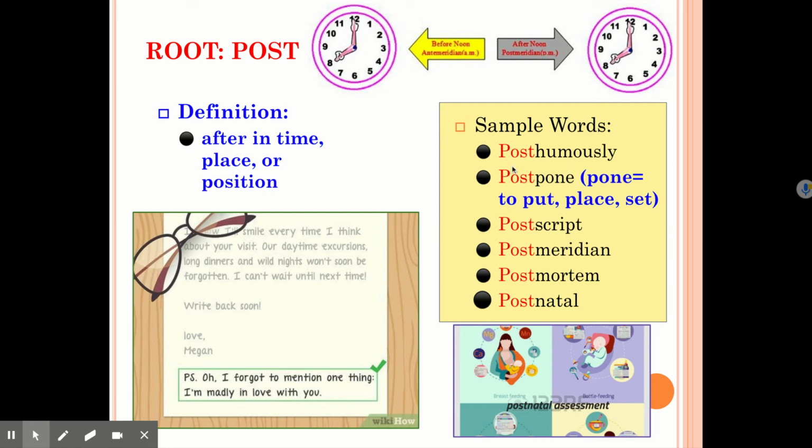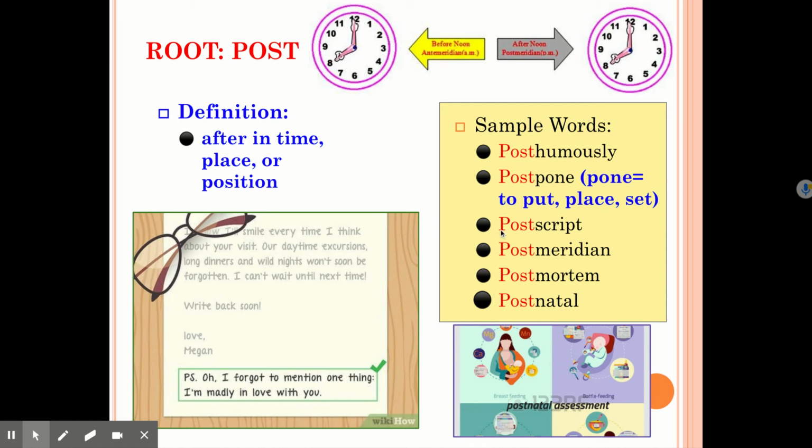Then we have postpone. Pone means to put, place, or set, meaning to put off something until some later time. So for example, many events had to be postponed due to the COVID-19 pandemic, and hopefully will take place at a later time. Or another example is, let's say there's an outdoor activity planned, but then there's a big rainstorm, so it has to be postponed until the rain is gone.